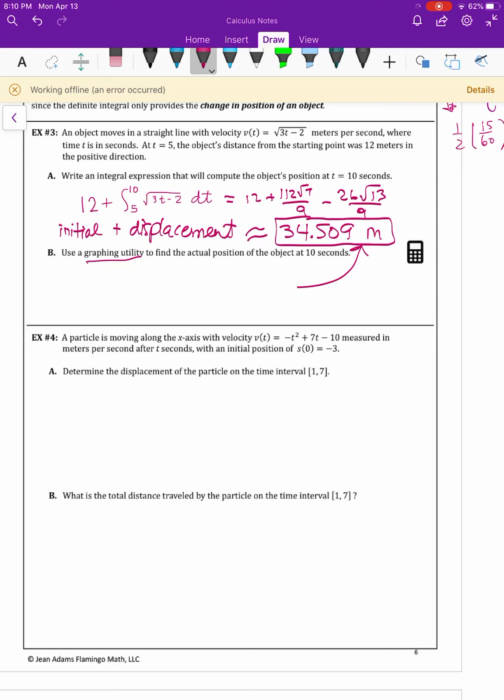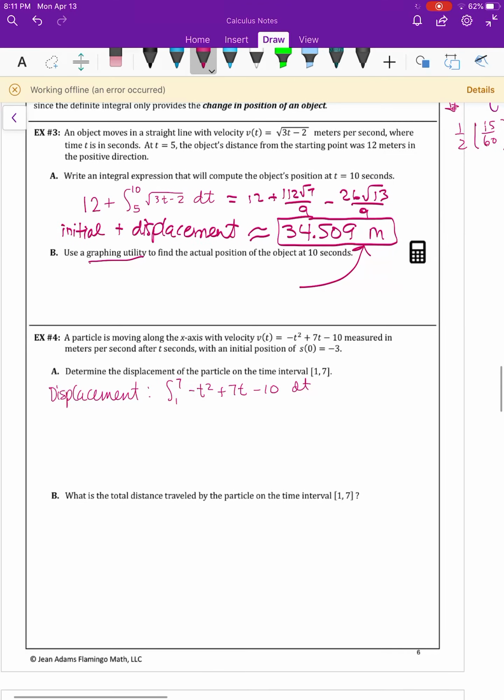All right, example number 4. A particle is moving along the x-axis with velocity v of t equals negative t squared plus 7t minus 10 measured in meters per second after t seconds with an initial position s of 0 equal to negative 3. Determine the displacement of the particle on the time interval from 1 to 7. So if you only want displacement, you are just integrating from 1 to 7. So this would be the integral from 1 to 7. You're integrating velocity. Negative t squared plus 7t minus 10 dt.